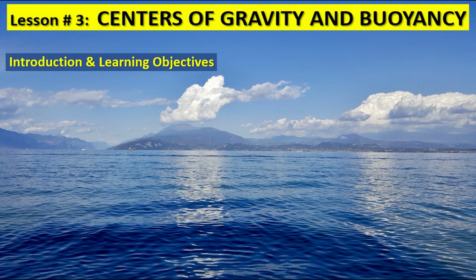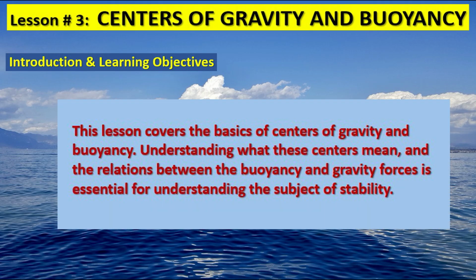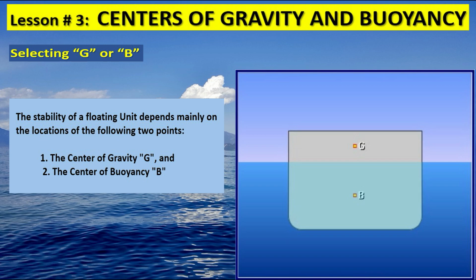Introduction and Learning Objectives. This lesson covers the basics of centers of gravity and buoyancy. Understanding what these centers mean and the relations between the buoyancy and gravity forces is essential for understanding the subject of stability. The stability of a floating unit depends mainly on the locations of the following 2 points: the center of gravity, G, and the center of buoyancy, B.